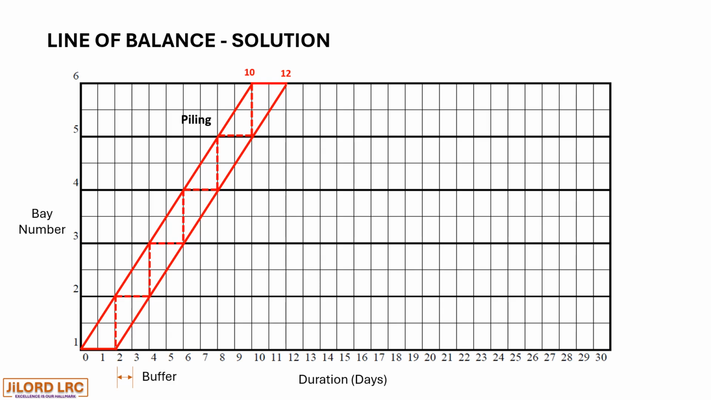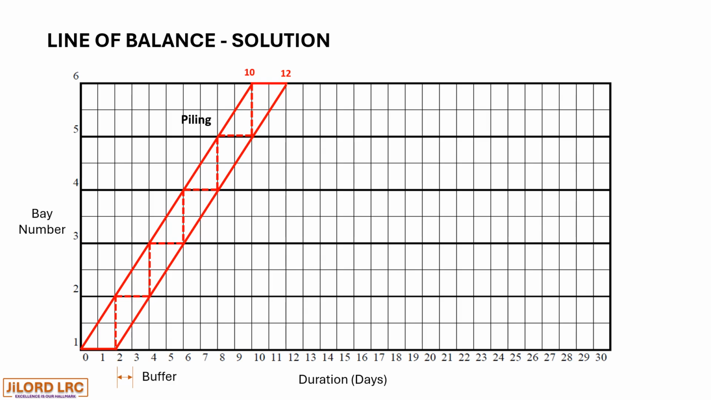The bay 3 has to be done for another 4 days. The bay 4 has to be done for another 4 days. Bay 5 has to be done for another 4 days. Bay 5 and bay 6 would each have 4 days, 4 days. When you look at this 4 by 4 by 4, the rate of operation would appear to be very slow as compared to the installation of piles.